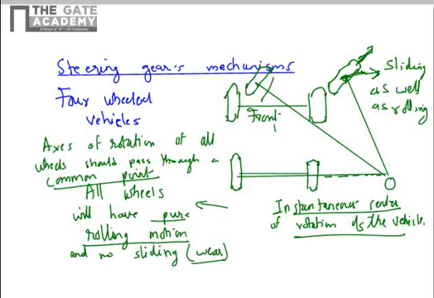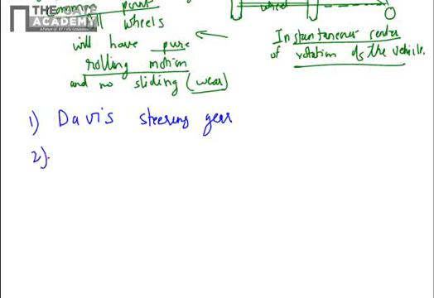So now for achieving this condition, you need to have a particular mechanism which can help us to achieve this thing. So we will consider those mechanisms here. The steering gear mechanism, we have two categories. One is called Davis steering gear and the second one is called Ackermann's steering gear. So I'll draw a sketch of both of these mechanisms one by one. We will not consider derivation here.